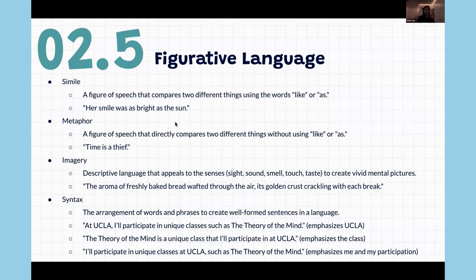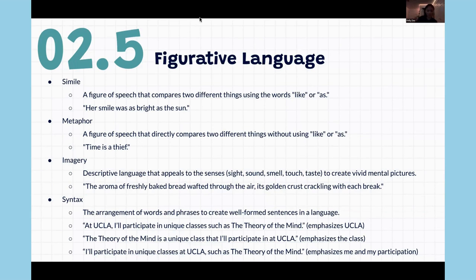Next style is metaphor, a figure of speech that directly compares two different things without using like or as. So time is a thief. We're saying time is a thief even though time isn't physically stealing anything. It's just kind of like stealing away your time. So if you take the example I used earlier, her teeth were sharp like knives, you could just say her teeth were knives, which is a metaphor.